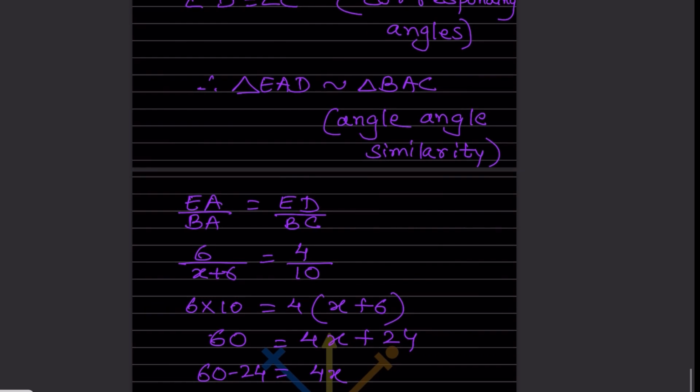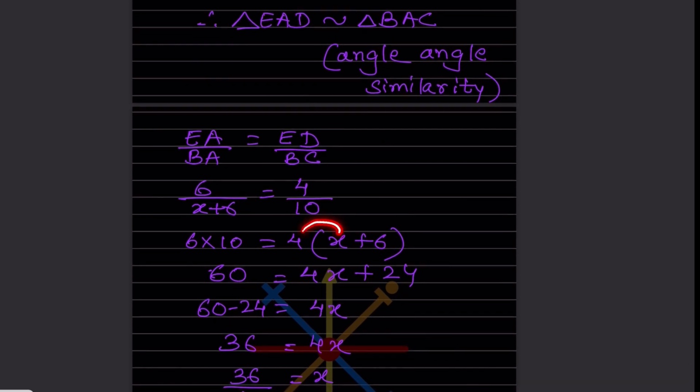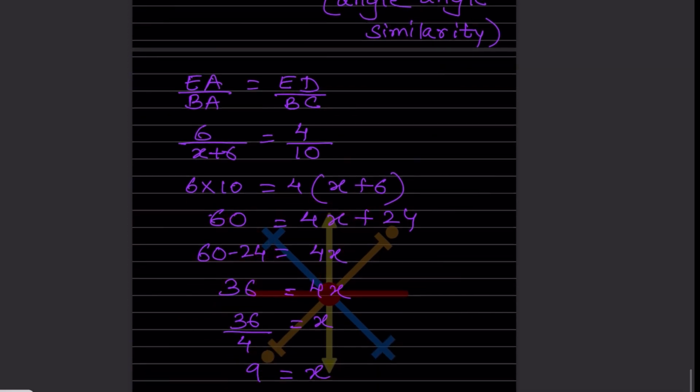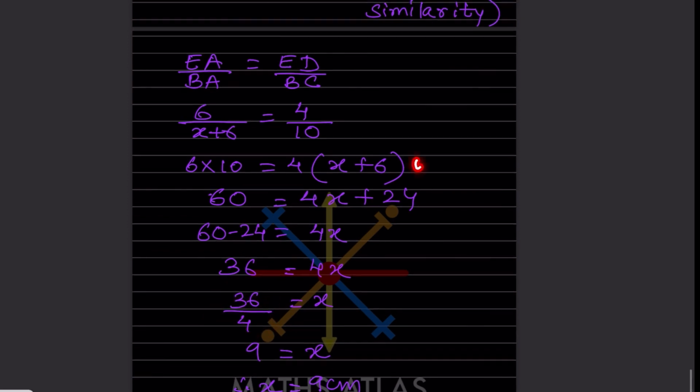Now when we cross multiply, 6 into 10 will be 4 into x plus 6. So this is going to be 60 is equal to 4 into x plus 6. There are two ways of doing this, I'll show you. One way is to expand this: 4x plus 24. So 60, and the plus 24 will go on the other side, that is going to be minus 24, and this is 4x. So this is going to be 36, and this is 4x. The 4 is multiplication, so it is going to get divided over here because it is changing sides. So 4 ones are 4, 4 nines are 36.